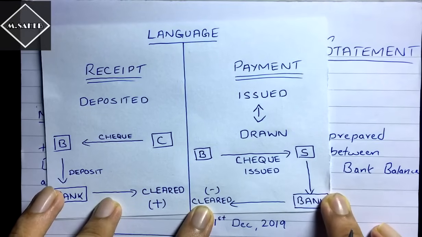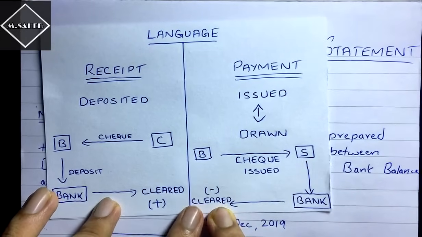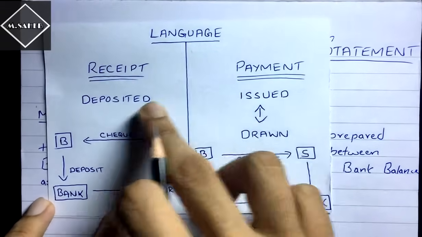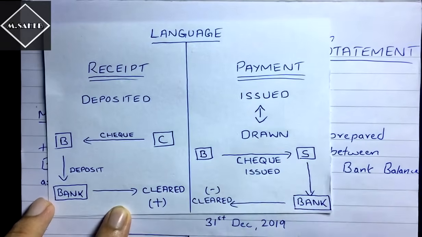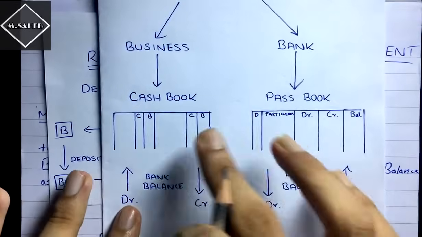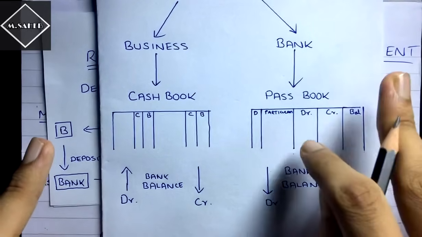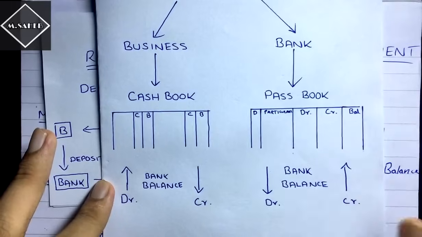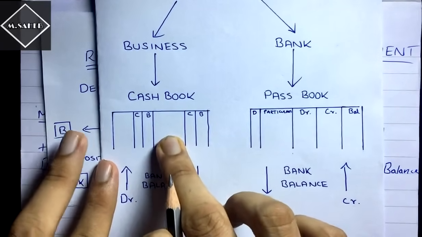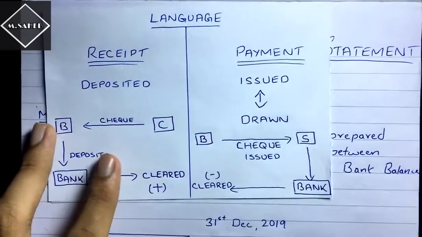So this is why there will be a difference between the cash book and the passbook. Why? Because of timing differences. It takes time to clear the check. Whether it is a receipt or payment, there will be a difference because of the delay in clearing the checks and all. It will be recorded in the passbook only after clearance by the bank. But in the cash book, the entry will be made immediately, from the point of view of the business.